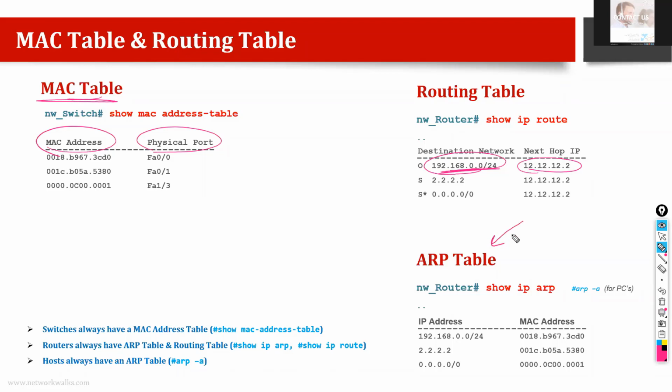Then the ARP table, what is this? We have the switching table, MAC table, routing table. Why do we need an ARP table? The ARP table gives us the correlation between IP address and MAC address, because some of the devices, for example computers, need this table as well.